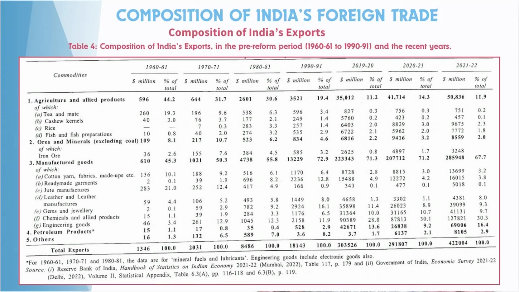The exports during this period were primarily raw materials and primary commodities. Agricultural products, including tea, coffee, and spices, constituted a substantial portion of exports, reflecting India's agrarian economy. Additionally, textiles and garments were significant contributors, as India had a long-standing tradition in this sector. However, the overall export base was narrow, and the country faced challenges in diversifying its export portfolio due to restrictive trade policies and limited access to international markets.